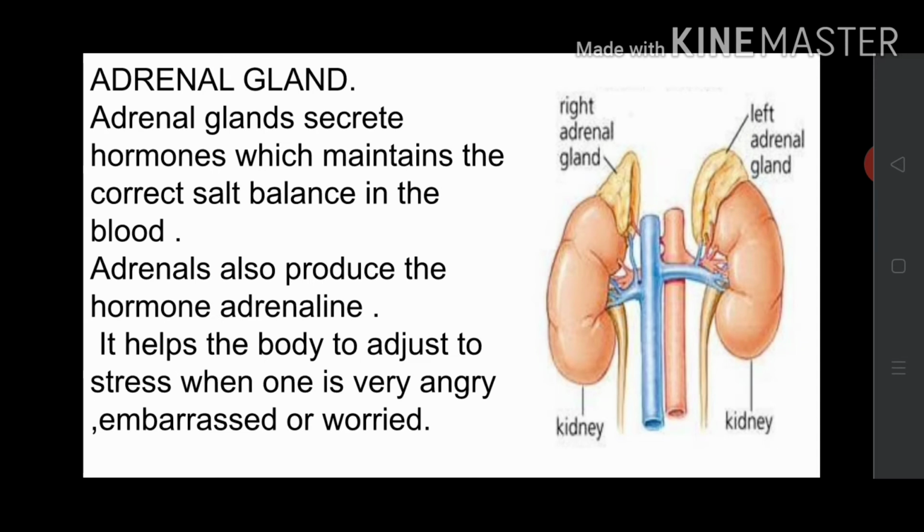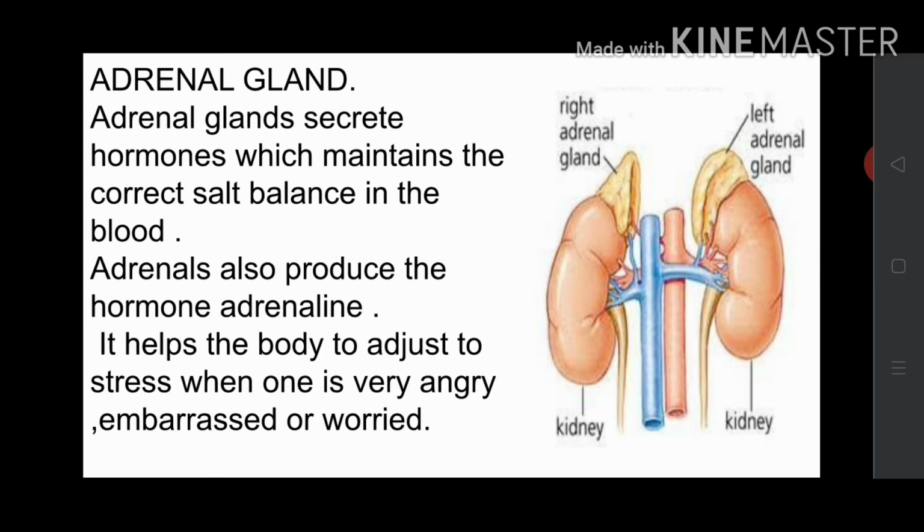And the next type of gland is adrenal gland. Adrenal glands secrete hormones which maintain the correct salt balance in the blood. Adrenals also produce the hormone adrenaline. This helps the body to adjust to stress when one is very angry, embarrassed, or worried. These are the different types of endocrine glands.